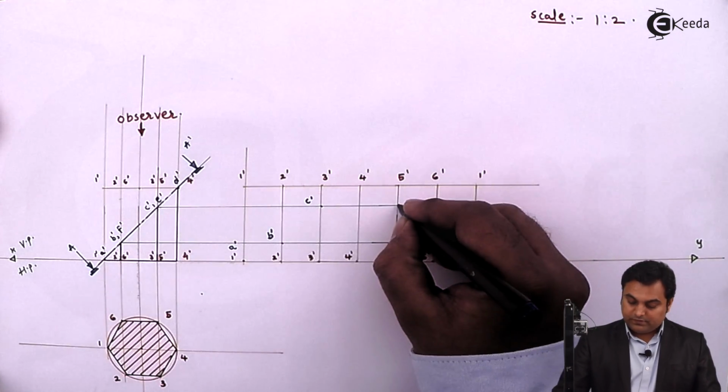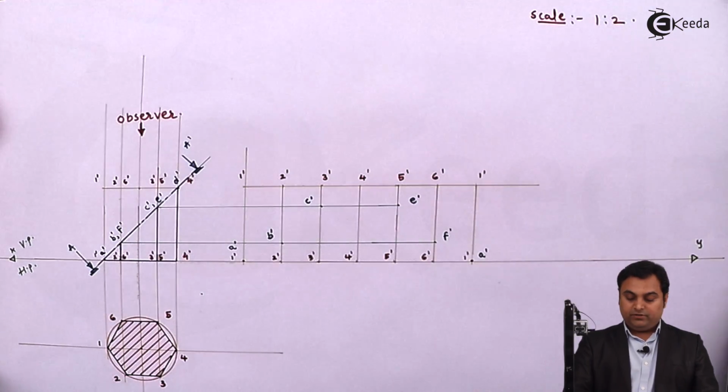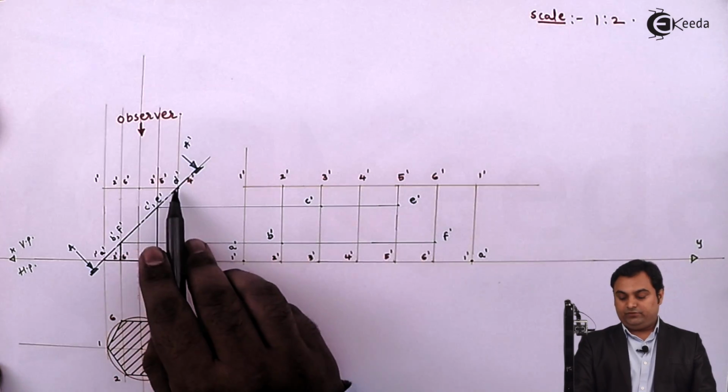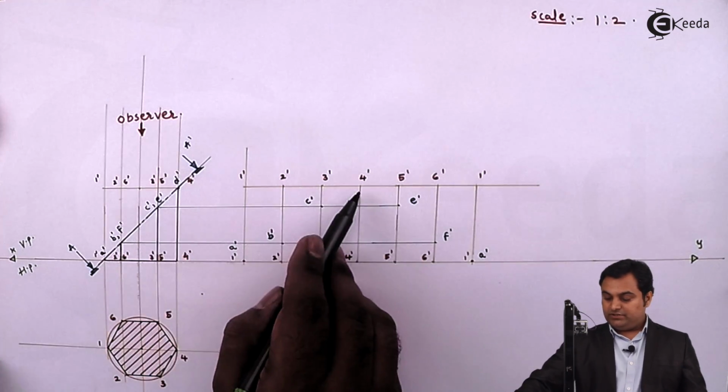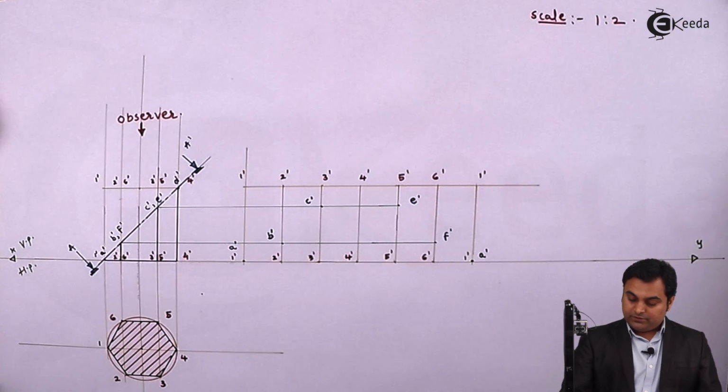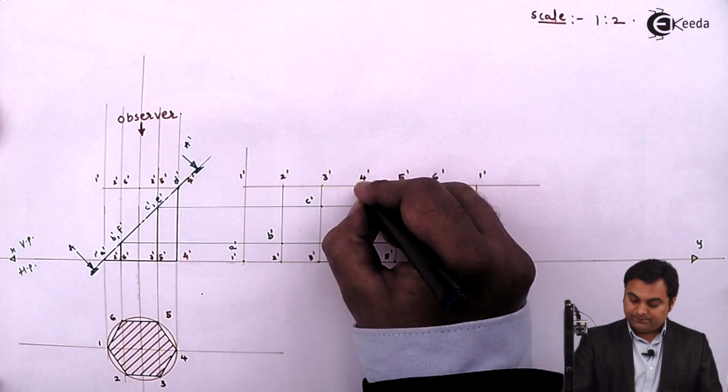Then at last, if we see here, point D is cutting corner 4 dash exactly at the center. So that will give me D dash.